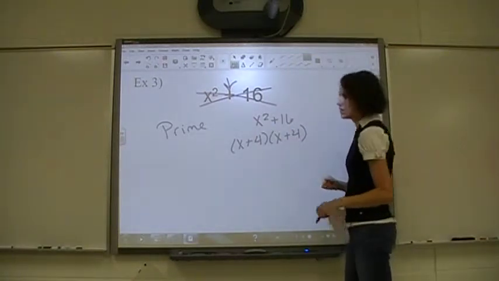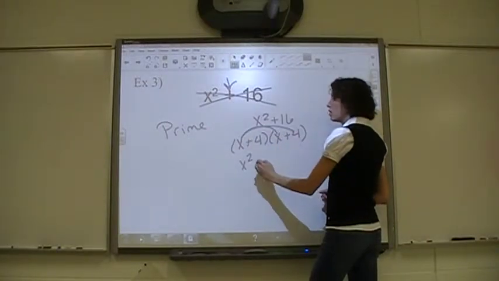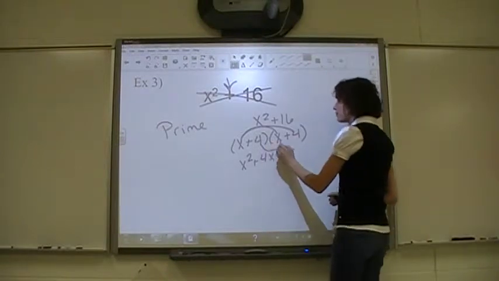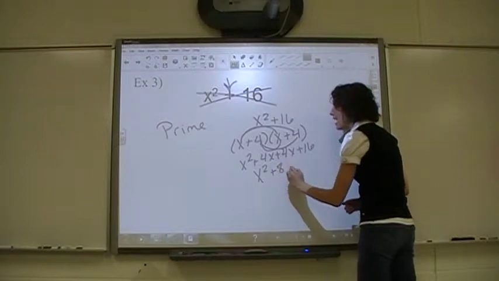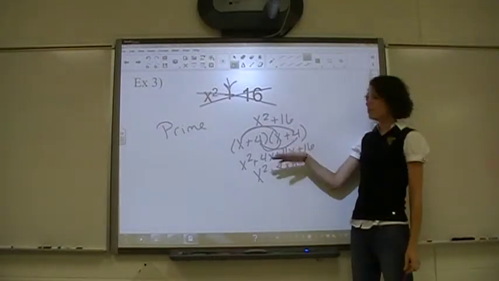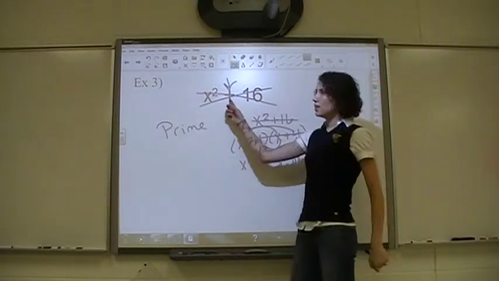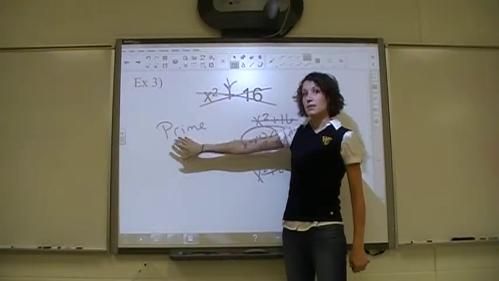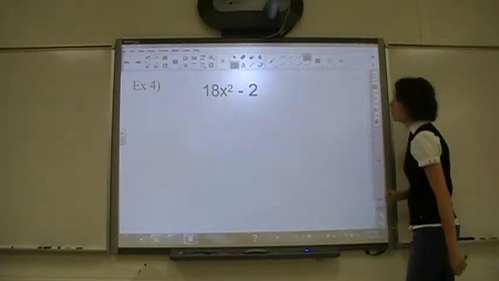But let's FOIL this out and see if we get the right answer. X times x is x squared. X times 4, 4x. X times 4, 4x. 4 times 4 is 16. You get x squared plus 8x plus 16, which is not what we wanted. So this does not work. Whenever you see a plus sign in between two perfect squares, your answer is prime. Do not get caught up on that. There will be a question like that on your quiz or test.